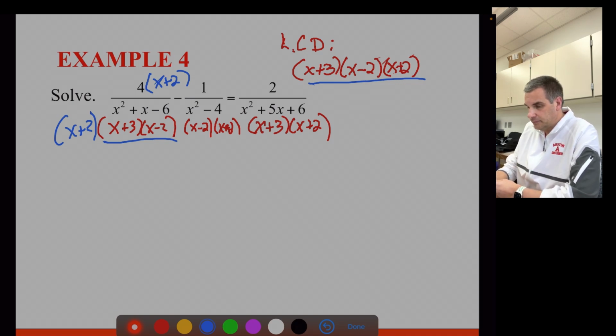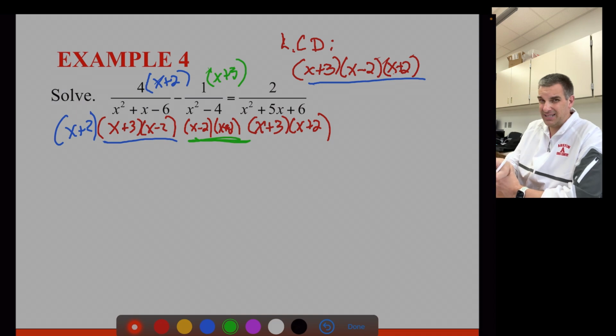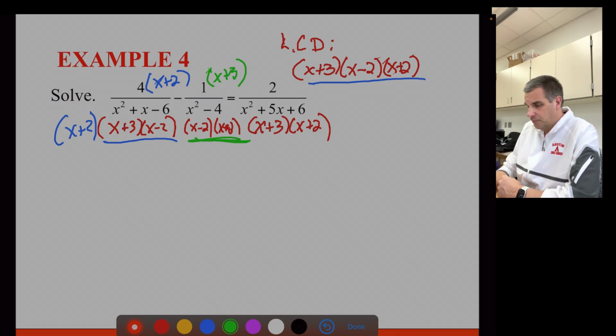Compare. What's different? Well, the x plus 2 and the x minus 2 are there, but I don't have the x plus 3, so that means I need to take this times x plus 3. Got that minus sign in there, so that's going to cause me some problems. So be careful with that. And now compare the last one. I've got x plus 3 and x plus 2, and that means I don't have an x minus 2.